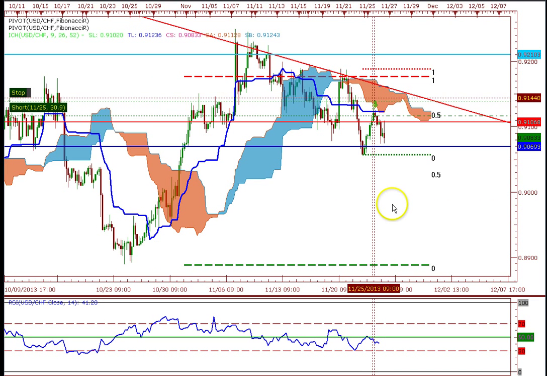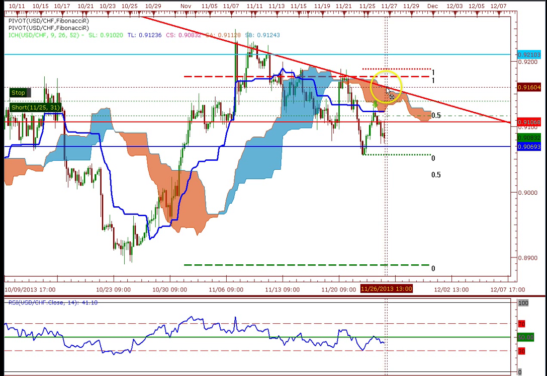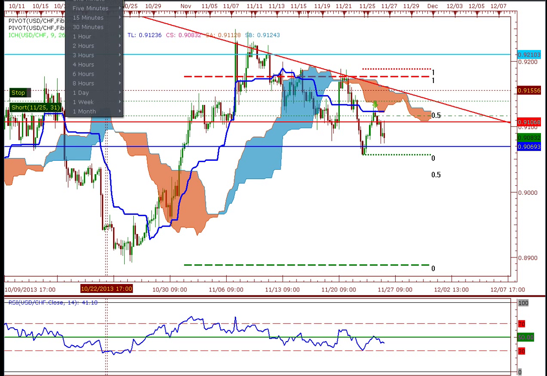If we break above the cloud and break through this trend line here, then we can have quite possibly a pretty good long opportunity. And I'm going to show you on a daily time frame.